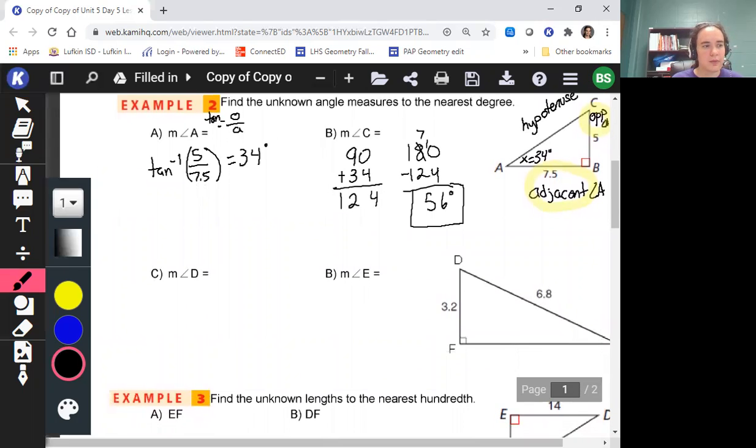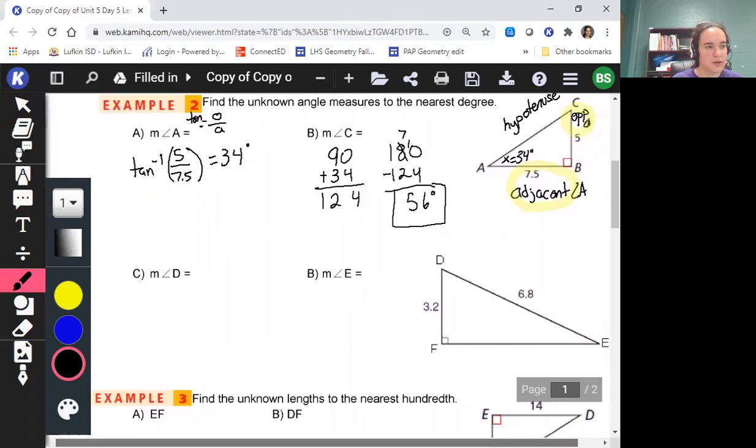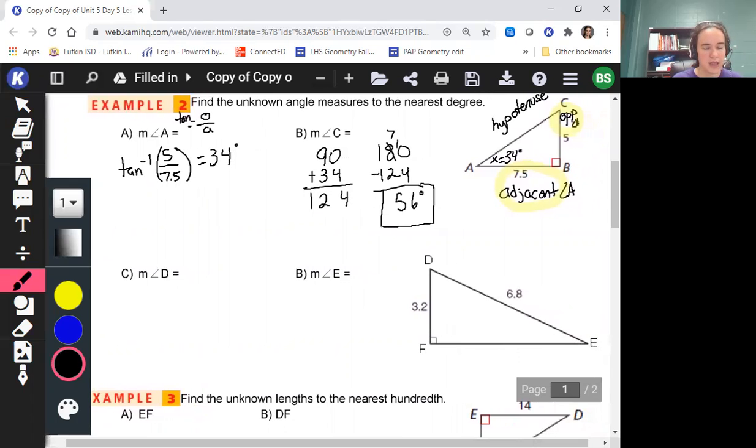On our next triangle, again, label your hypotenuse first. Our hypotenuse, again, is always the side across from our right angle. And that gives us DE as our hypotenuse. And we are looking for angle D first. So that is our X. That's what we're looking for.